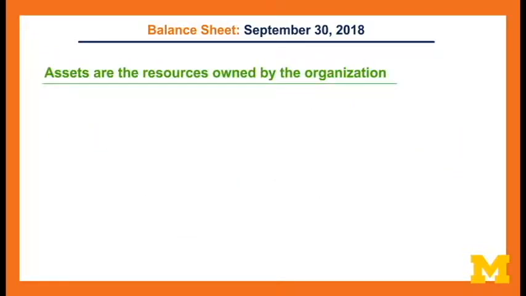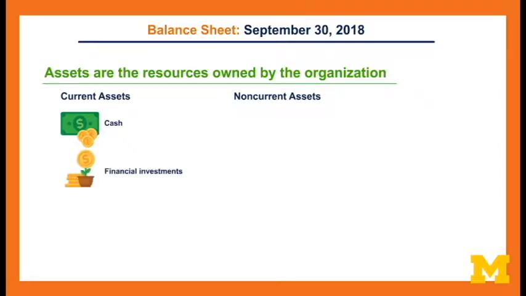Assets are the resources owned by the organization. In general, assets are broken down by liquidity into current assets and non-current or long-term assets. Current assets include cash and other assets that are expected to be converted into cash within 1 year. Examples include short-term financial investments, accounts receivable, that is money owed to the firm by its customers, and inventory.